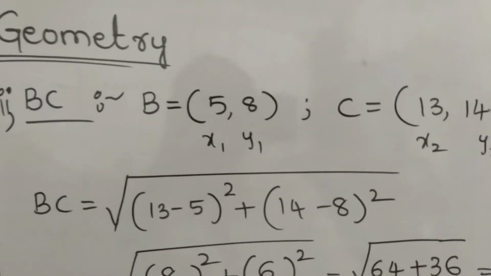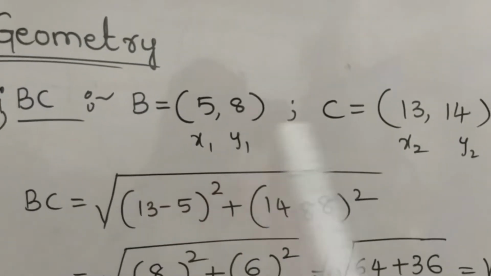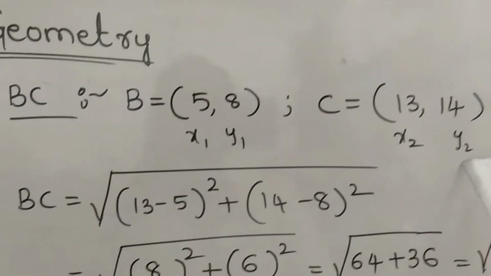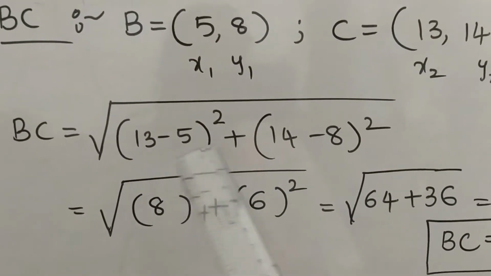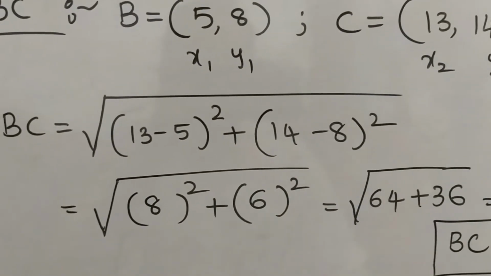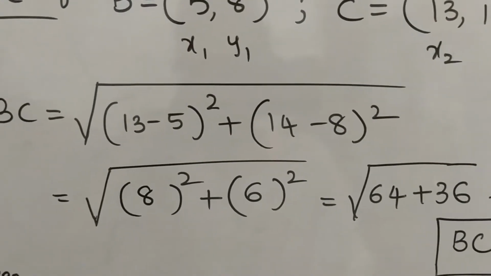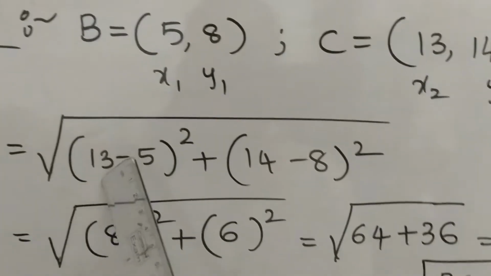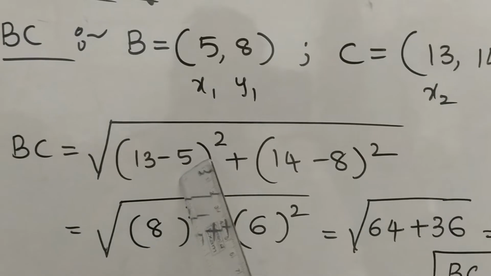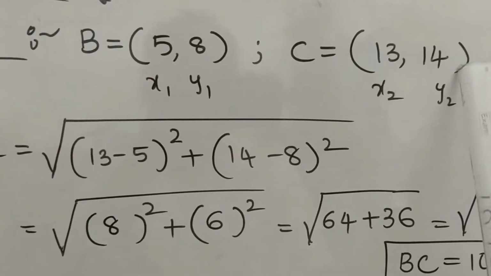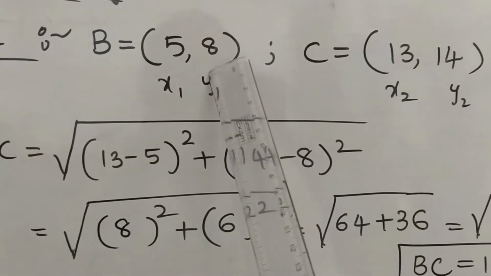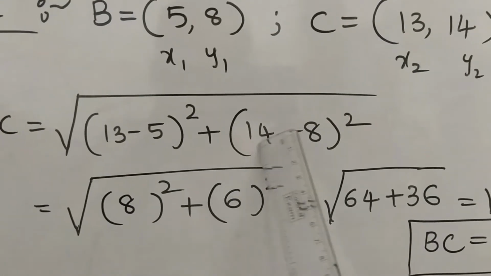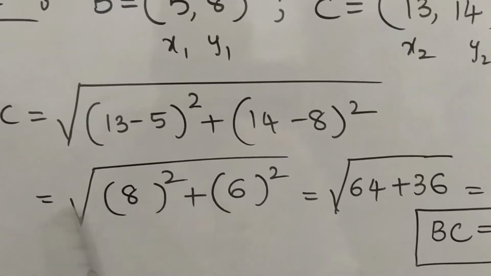This is BC, students. So I am taking B point (5, 8) and C point (13, 14). Now take them as x1, y1, x2, y2. Now BC is equals to under root of (x2 minus x1) whole square plus (y2 minus y1) whole square. By using this formula we are substituting here. What is the x2 value? It is 13. So take 13 minus x1 value is 5 whole square plus y2 value is 14, students. So take 14 minus y1, that is minus 8 whole square. Now 13 minus 5 is 8 whole square as it is, plus 14 minus 8 is 6 and whole square as it is, that is in root.